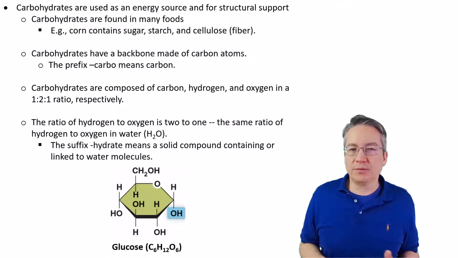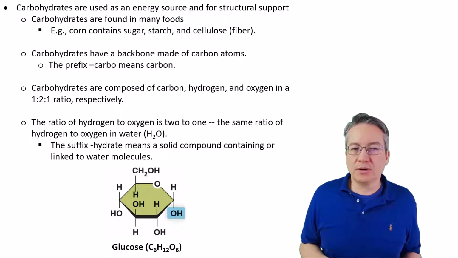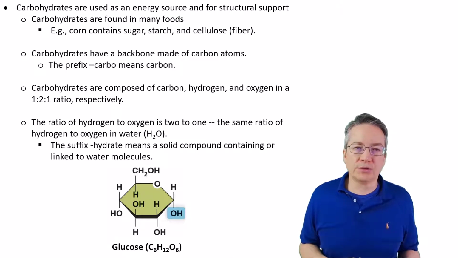Carbohydrates have a backbone made of carbon atoms. The prefix carbo means carbon. Carbohydrates are composed of carbon, hydrogen, and oxygen in a ratio of 1 to 2 to 1, respectively. So that means for every one carbon, there are 2 hydrogens, and there is 1 oxygen.